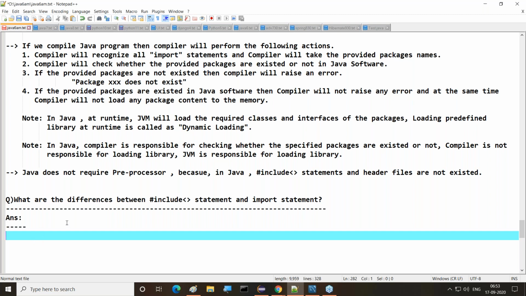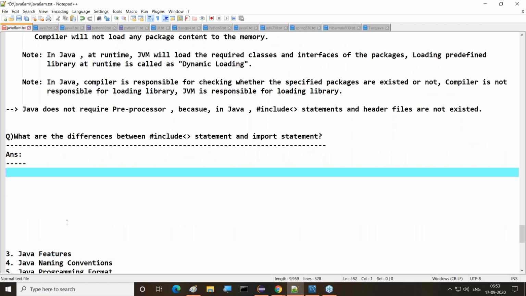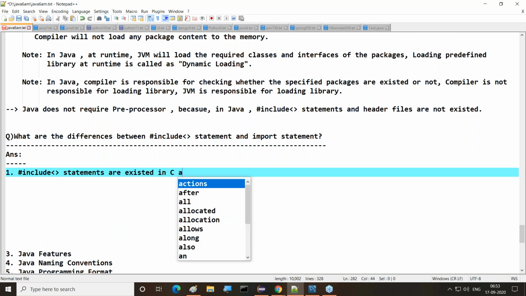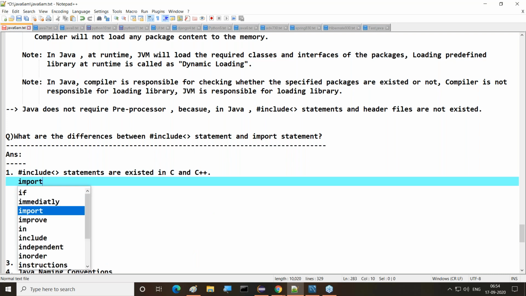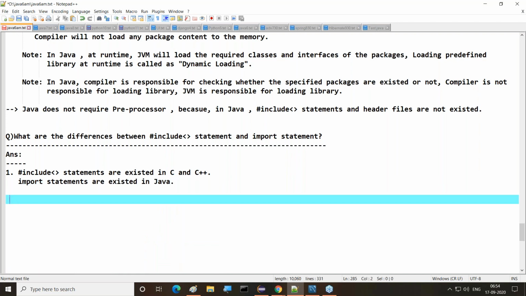Let's observe this point, guys. What are the differences between hash include statement and import statements? Now let's understand it. The very first point: hash include statements exist in C and C++ majorly, whereas import statements exist in Java.